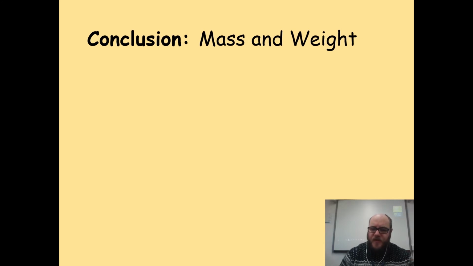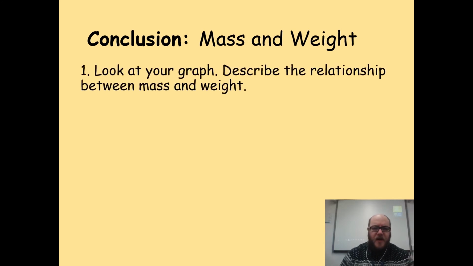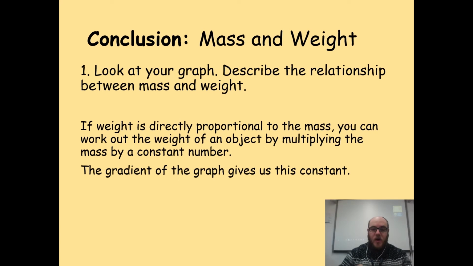So what does this tell us about mass and weight? Well, if you look at the graph, you can describe the relationship between mass and weight. There's a straight line. If we have a straight line relationship in GCSE science, you need to know that that is called a proportional relationship. If it's a straight line going up, it is directly proportional. This means whatever you do to the mass, you will also do to the weight. If you double the mass, you will double the weight.